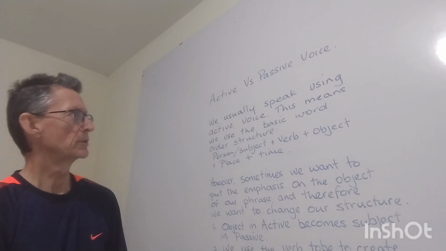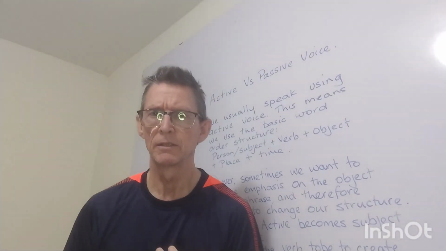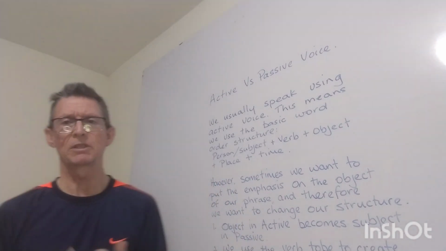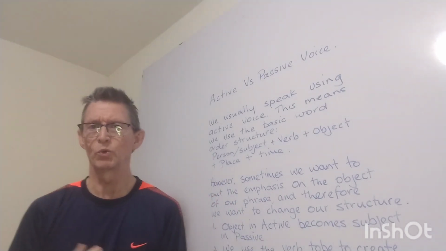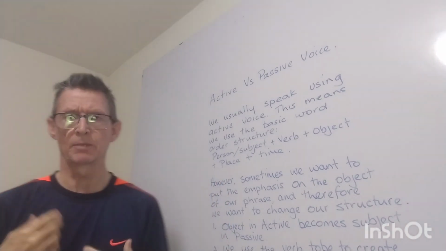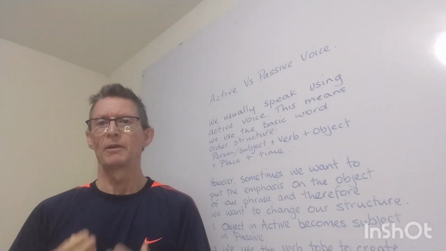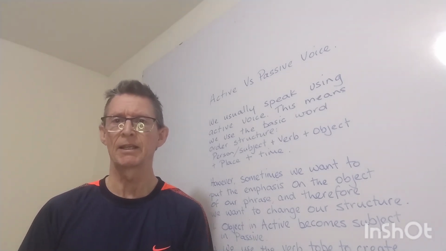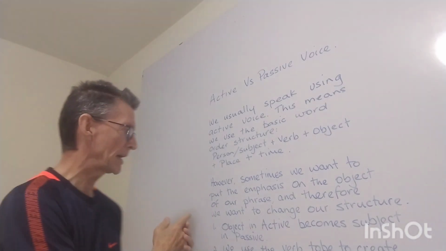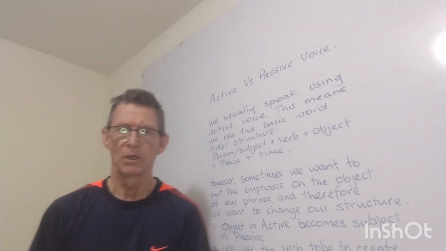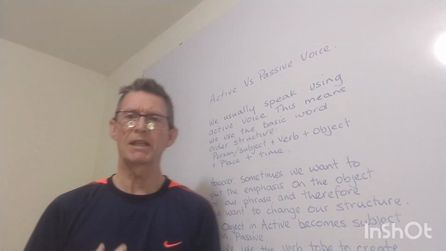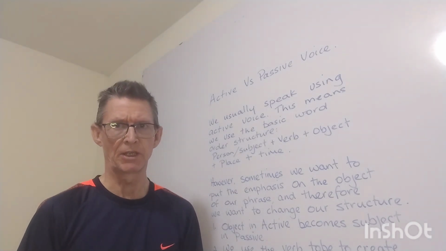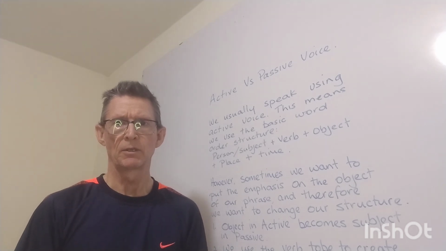But first, we use active voice. I'm using active voice now, and this means basically we're using the basic word order or structure of English, which is the person or the subject, then the verb, the object, place and time. That is the basic word order for any phrase, any time in English. But with passive voice, however, we sometimes want to put the emphasis on the object of our phrase and not the subject. And for this, we would use passive voice.